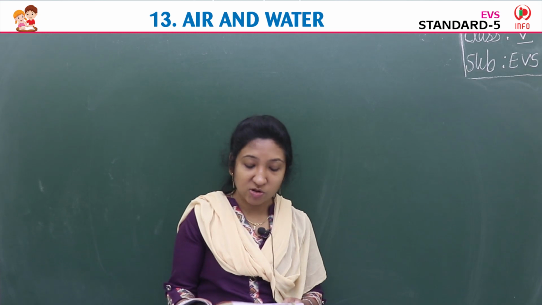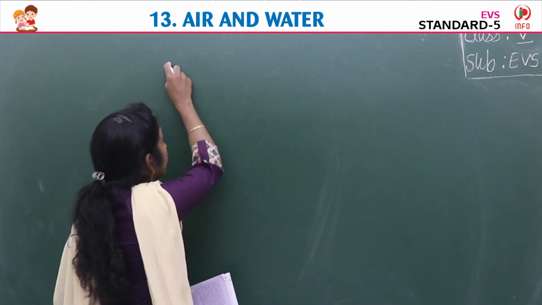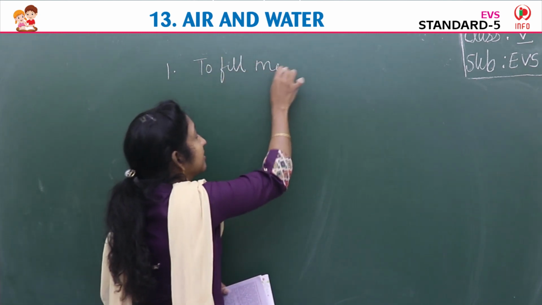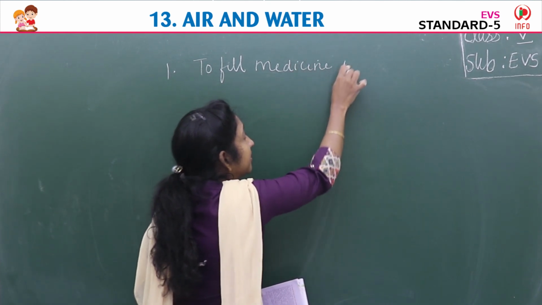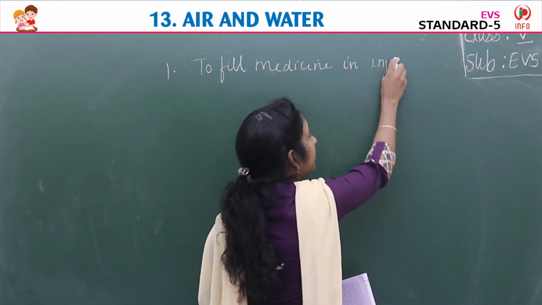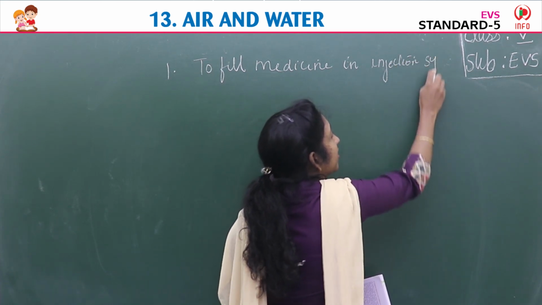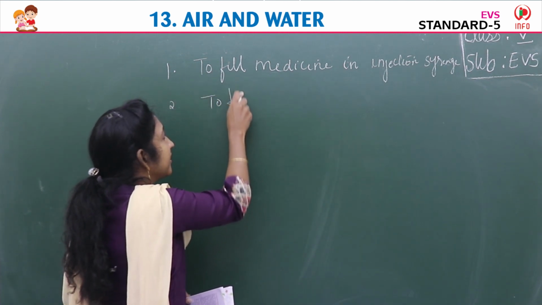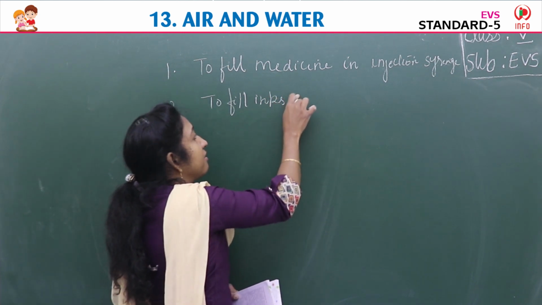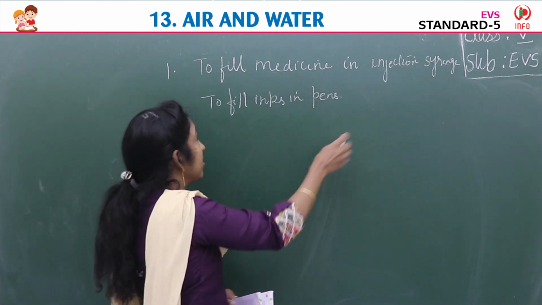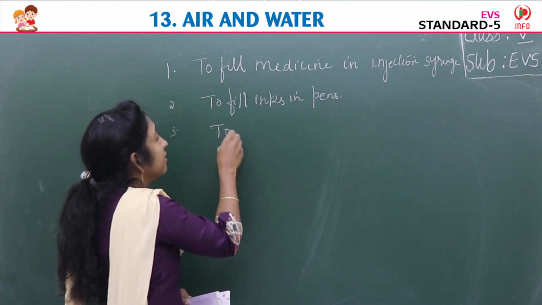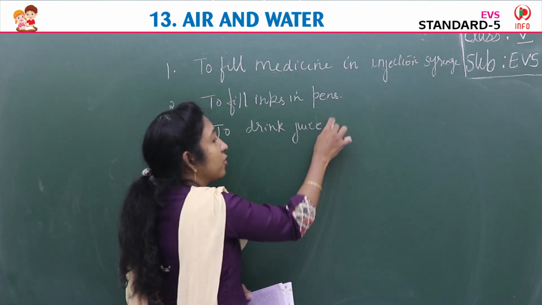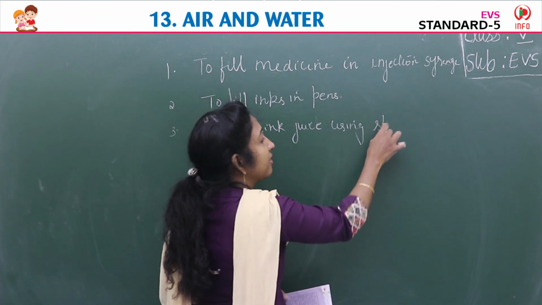Now we learned about application of air pressure in our daily life. Uses of air pressure, what we learned first, what to fill? Yes, medicine, to fill medicine in syringe, or injection syringe, we say. In the injection syringe, we use air pressure. Then next we learned to fill ink in pens, we use air pressure, then to drink juice using a straw or suck juice using the straw. Air pressure is working there.